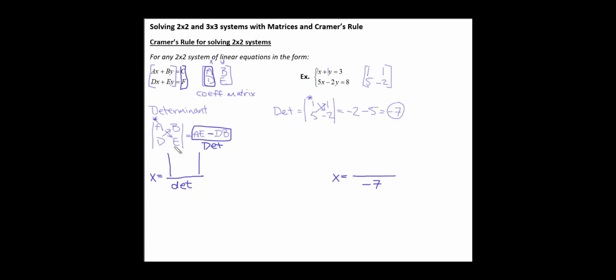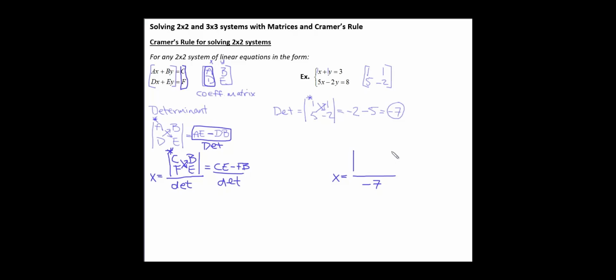So in place of my x column, instead of a and d, we're going to write c and f, those numbers. And then the y column stays the same, b and e. And we do our determinant with this. Okay, so starting in the top left, you would do c times e, which would be ce, minus b times f, or f times b. And that's over my determinant. And this fraction gives me my answer for x. So let's try that with our example.